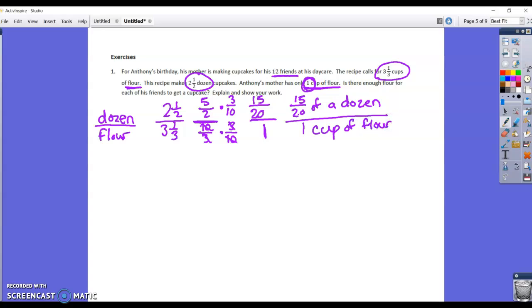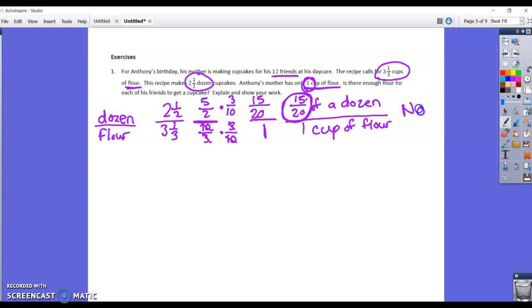So can each of his friends? Well, 15/20ths of a dozen, and he has 12 friends, so we don't have a full dozen there. We have 15/20ths of a dozen. We have part of a dozen. So is there enough flour?